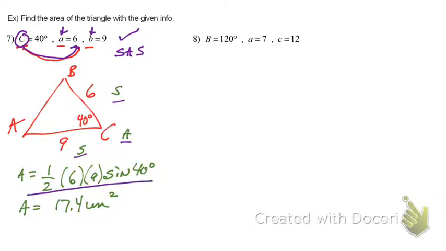So we have our side angle side setup. Here's what it looks like when we plug into our formula: 1/2 6 times 9 times the sine of 40. Punch that in our calculator, we get 17.4. And remember, it's an area problem, so it is units squared. Okay, so why don't you try number 8, pause the video, and I'll come back with the work.